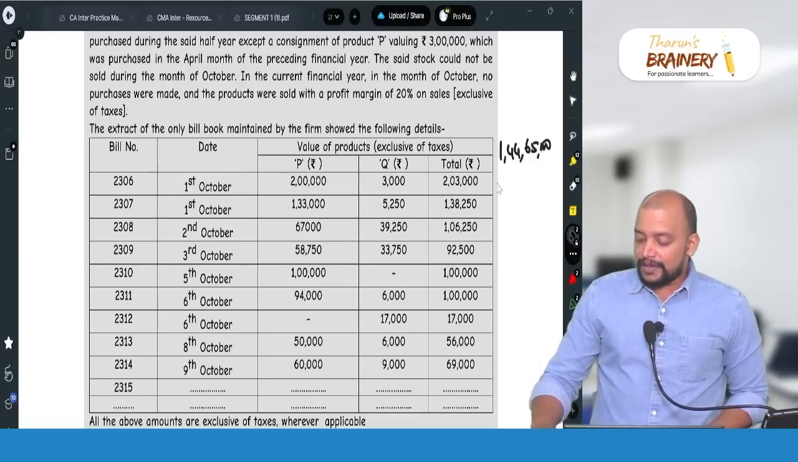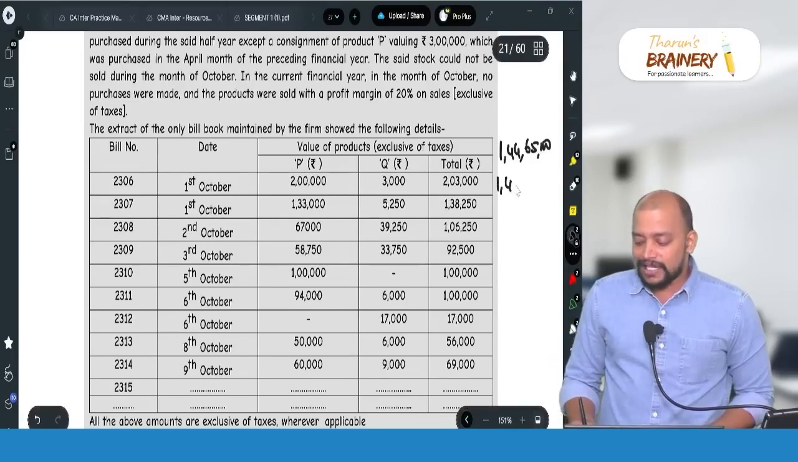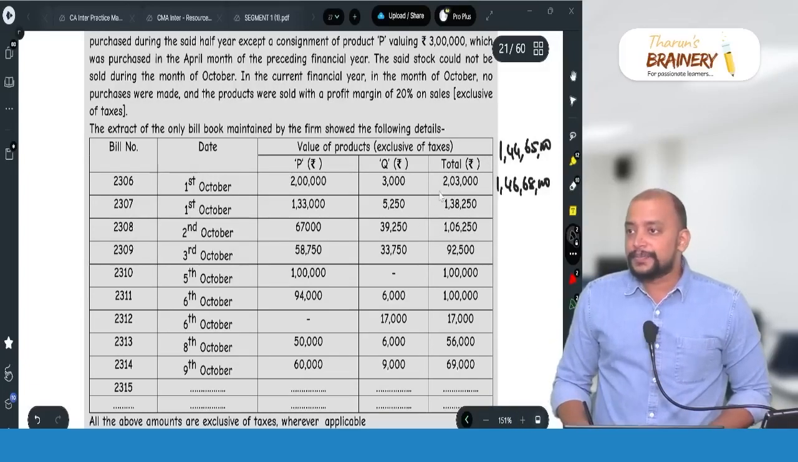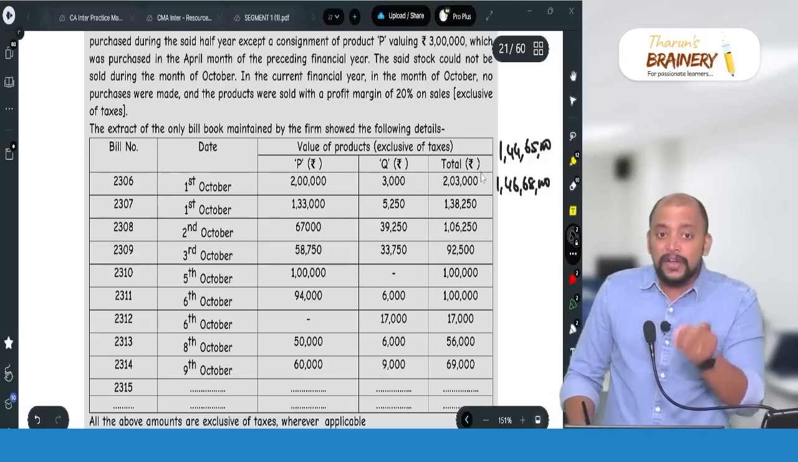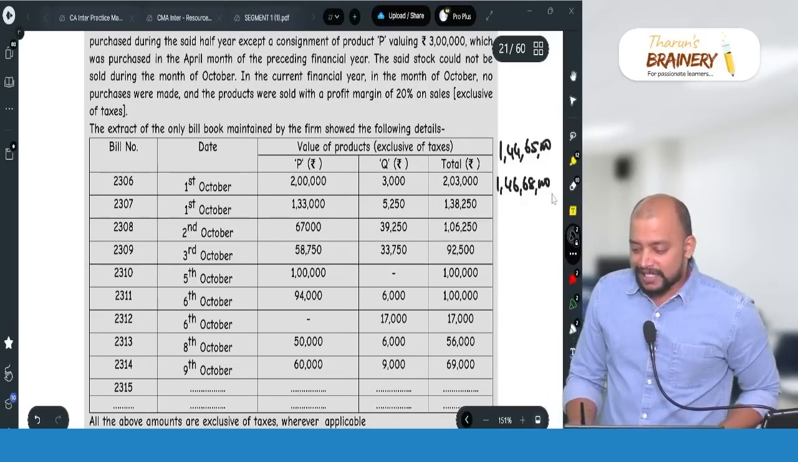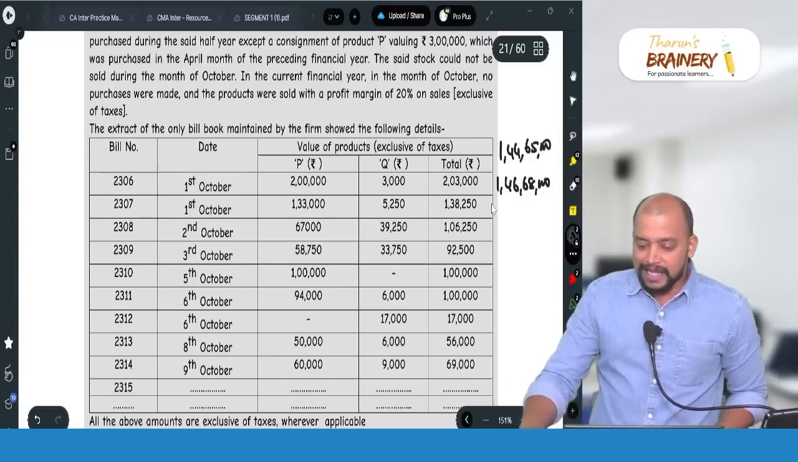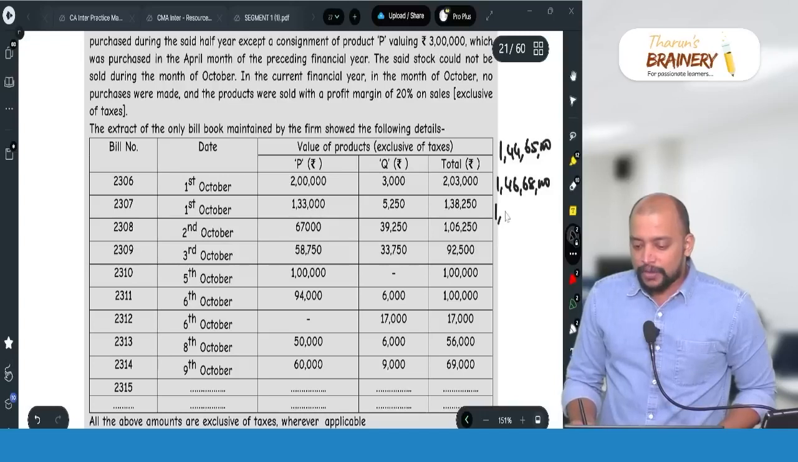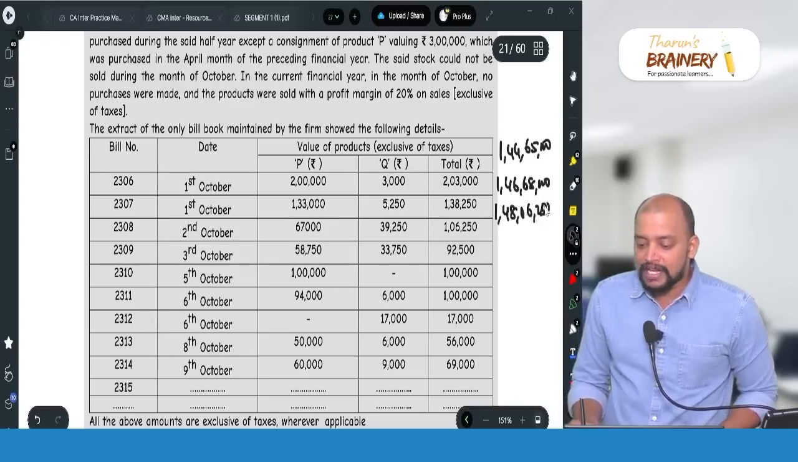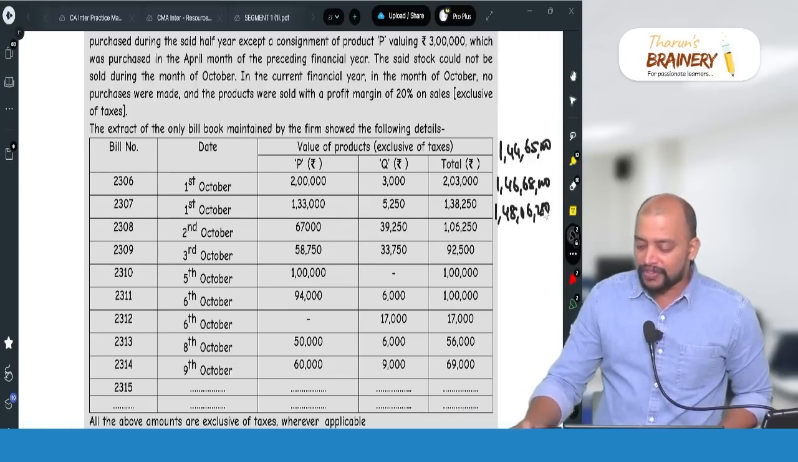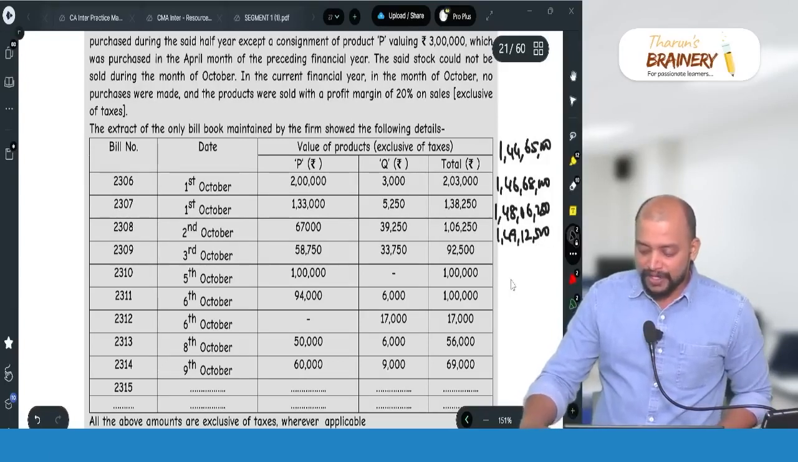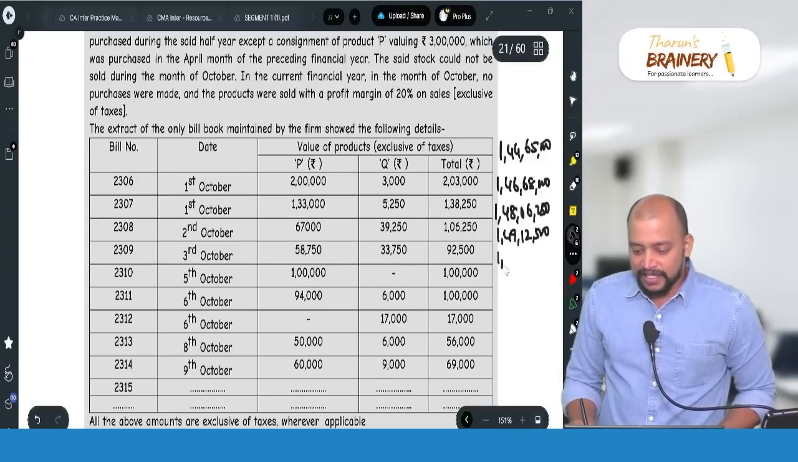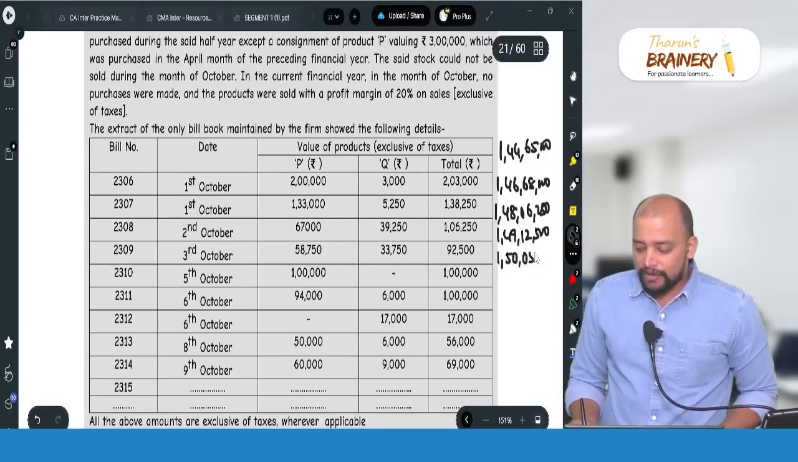Then 2,03,000, so 1 crore 46 lakh 68,000, and again plus. So why we need to add this? Because we need exactly on which date we are crossing 1 crore 50 lakhs. So 1 crore 46 lakh 68,000 plus 1 lakh 38,250. So still 1 crore 48 lakh 6,250. Then again add 1 lakh 6,250. That is 1 crore 49 lakh 12,500. So, plus 92,500. So, that is exactly on this date, we are crossing 1 crore 50 lakhs.